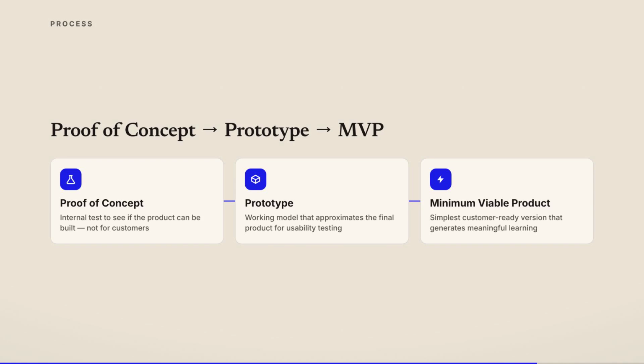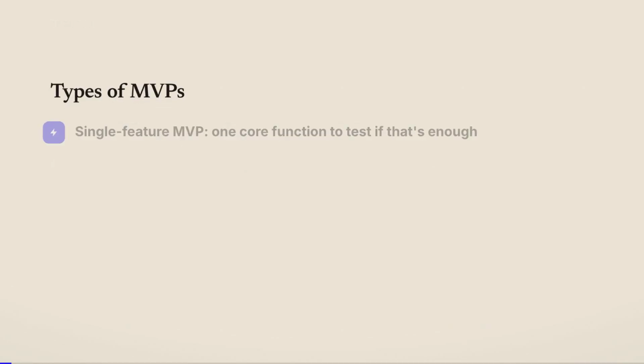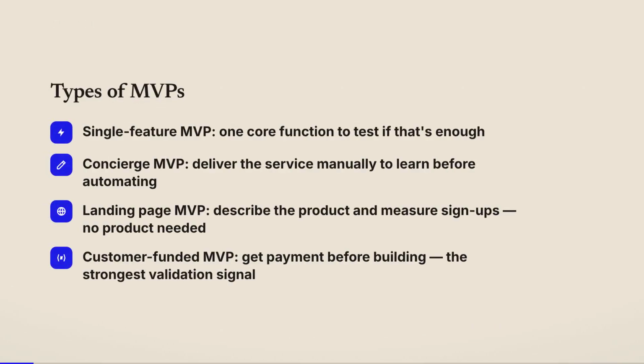The MVP is not the smallest feature set you can imagine. It's the smallest thing you can put in front of real customers that will generate meaningful learning. MVPs come in several flavors, and the right choice depends on what you're testing. A single feature MVP strips the product down to one core function. Do one thing well and test whether that's enough.